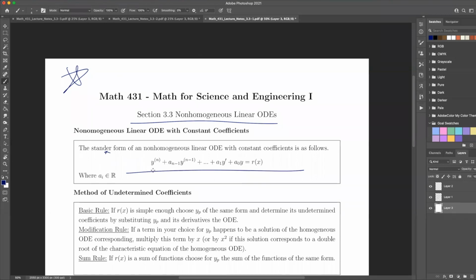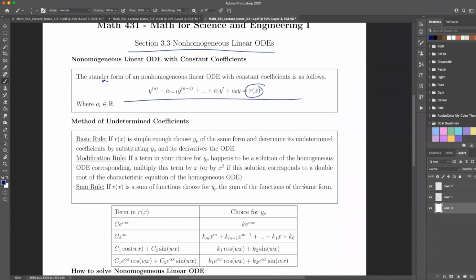So here we have a non-homogeneous linear ODE with constant coefficients, where each of these is constant, and here this can be some function of x. Here we still have the same basic rules. If it's close enough to y_p, what we're going to choose for our particular solution, we can just use the simple modification rules. If it's part of the homogeneous, we keep multiplying by x until it's not.